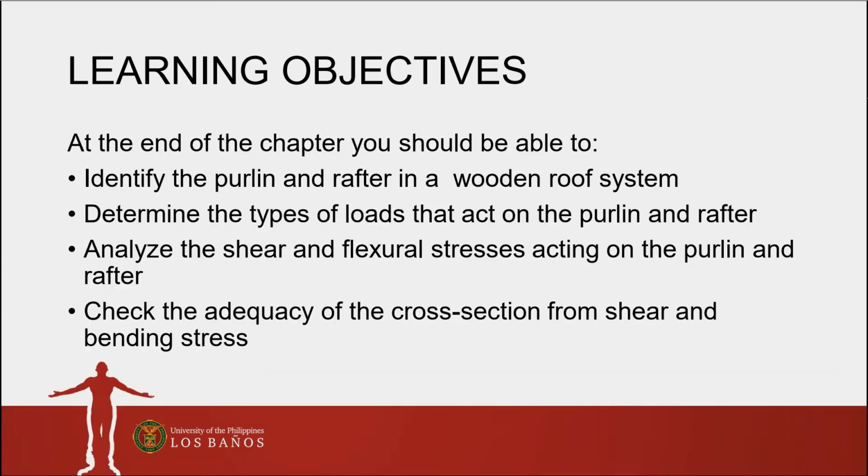Learning objectives: at the end of the chapter, you should be able to identify the purlin and rafter in a wooden roof system, determine the types of loads that act on the purlin and rafter, analyze the shear and flexural stresses acting on the purlin and rafter, and check the adequacy of the cross-section from shear and bending stresses.